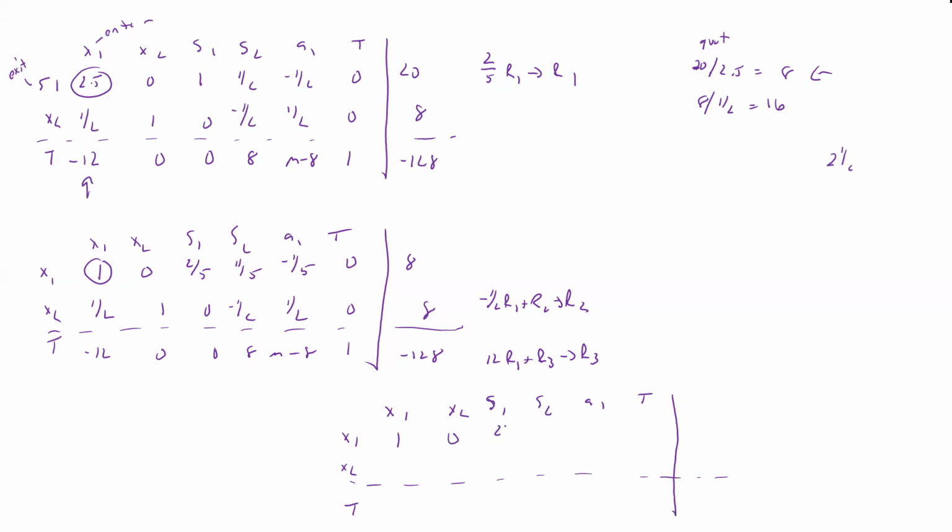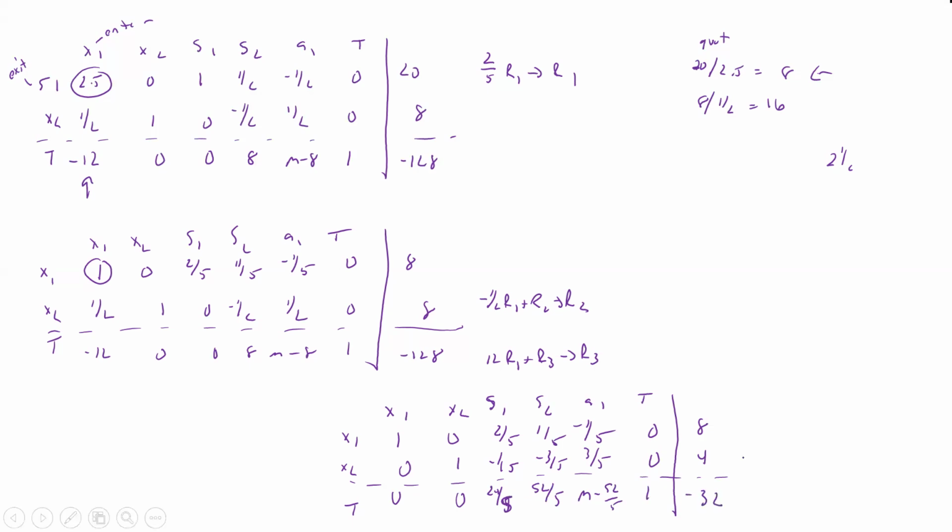1, 0, 2/5, 1/5, minus 1/5, 0, 8, minus half plus that. That's going to give me a 0. That's going to give me just the 1, minus 1/5, minus 3/5, 3/5, 0, 4. That gives me a 0 and a 0. And then that's going to be what? 24/5. Oops, fifths, not fourths. And that's going to be what? 52/5. It's going to be m minus 52/5, 1, and minus 32.